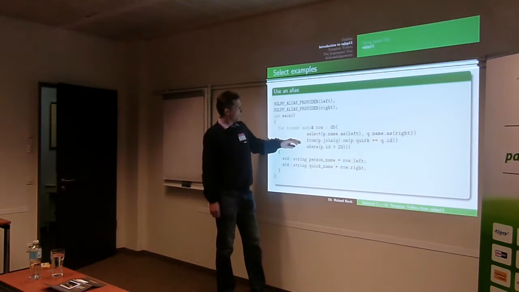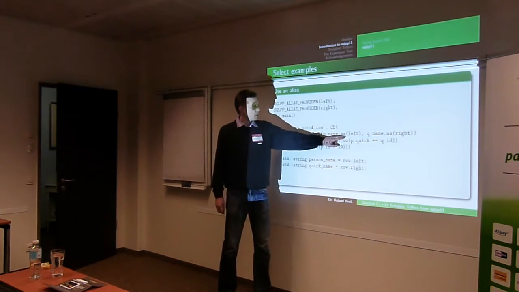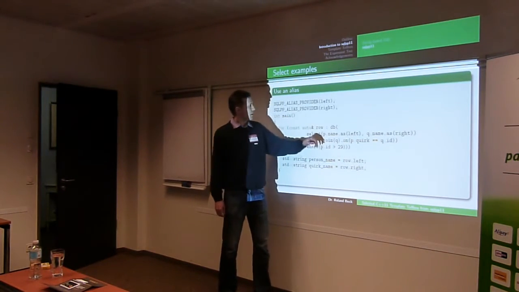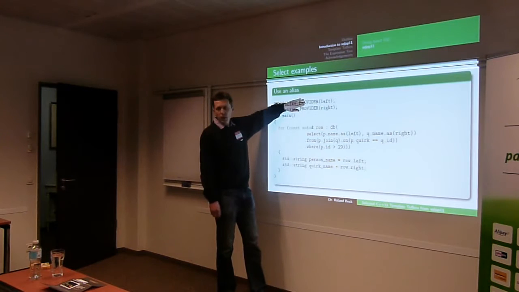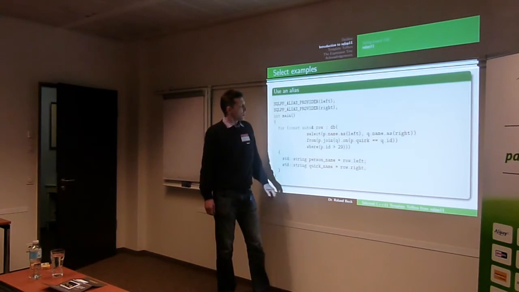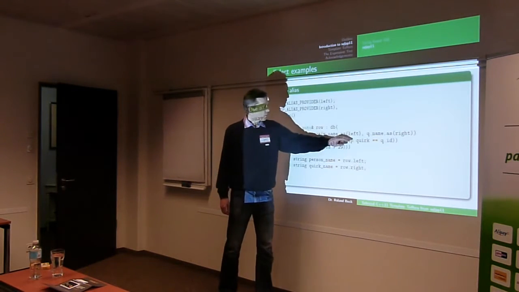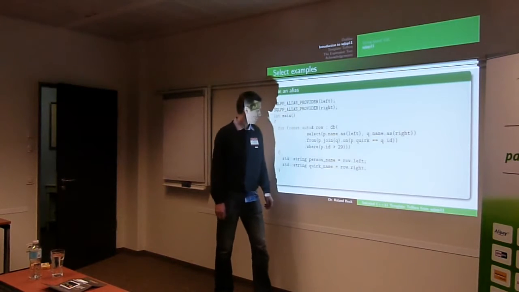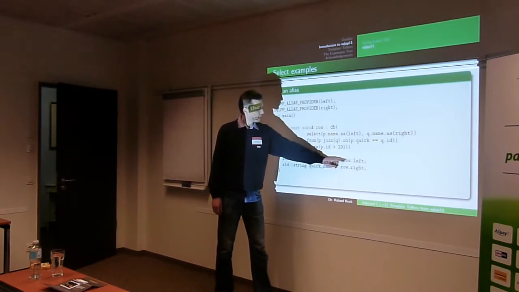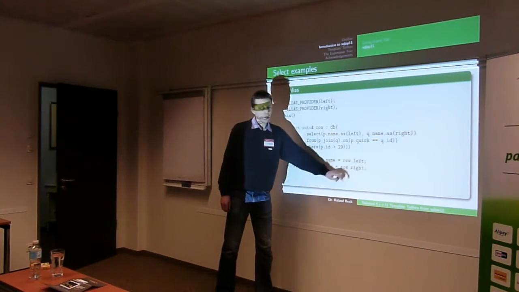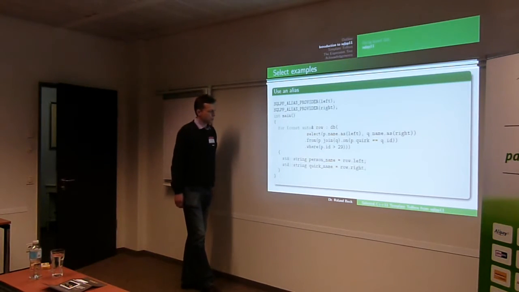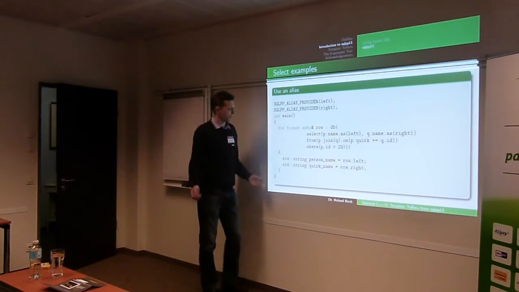But what we can do is use the same as in SQL. We can say, okay, as, and then a name. We have to define the names, of course, somewhere. This is done by these macros. And then we say, okay, we select this name as left, this name as right, and then we have the members left and right in the result row. And of course with the correct type.